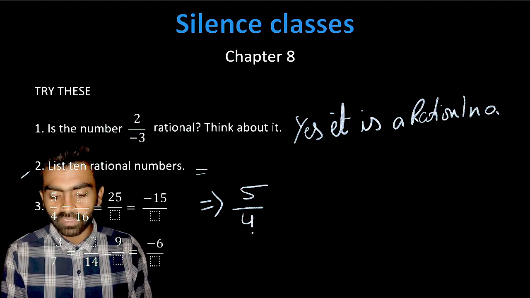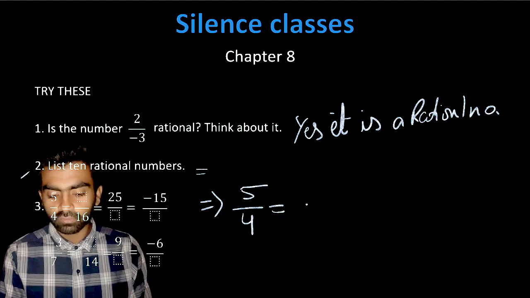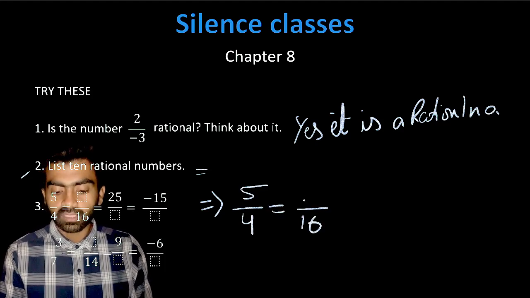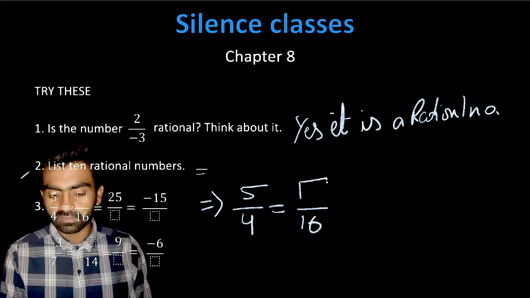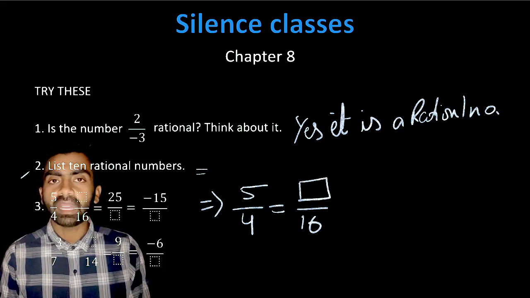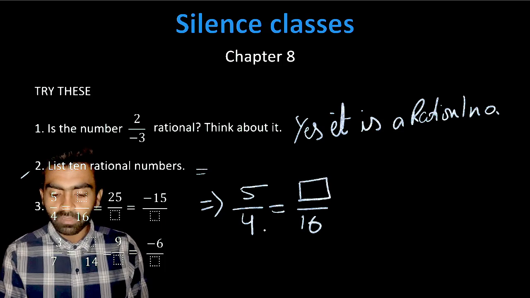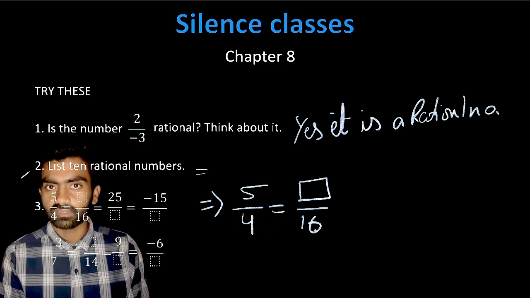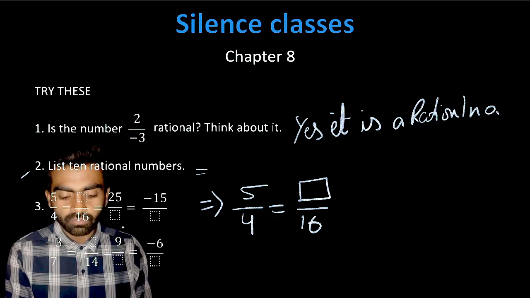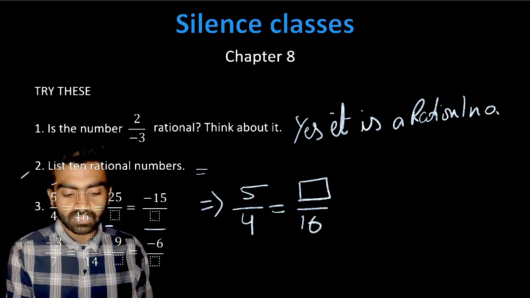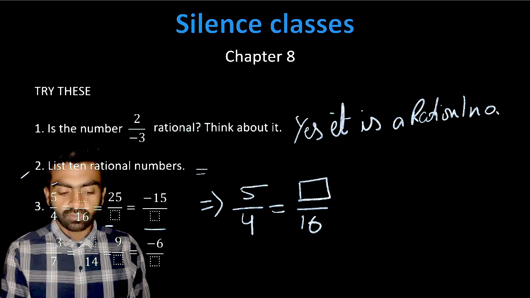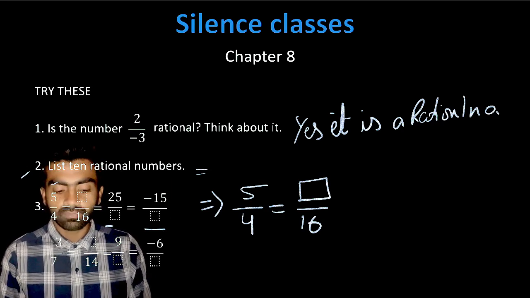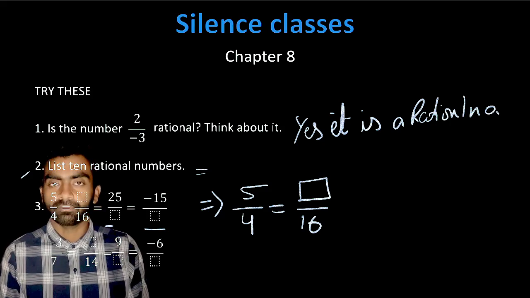The first one means 5 upon 4 is equal to blank upon 16, and the bracket is given over here like this. So what we have to do is multiply. What should we multiply in 4 so that we get 16? It means we have to find each and every number from the first number. Just by the first number we have to find all the other numbers. It should be equal to 5 upon 4. All the numbers should be equal to 5 upon 4.